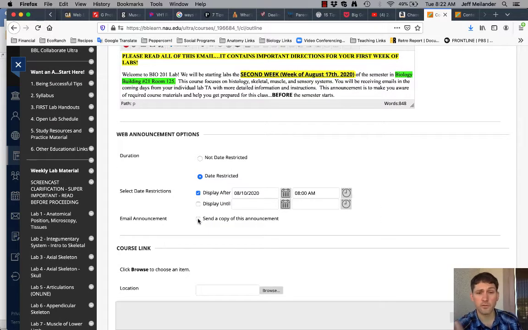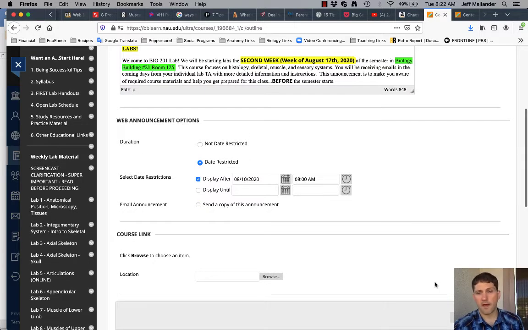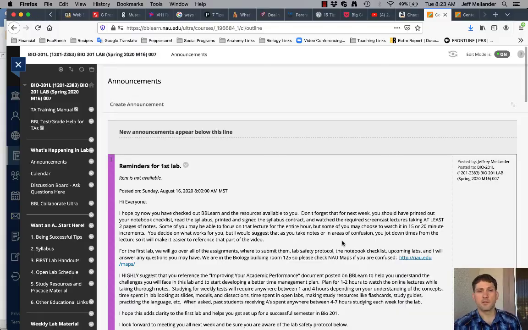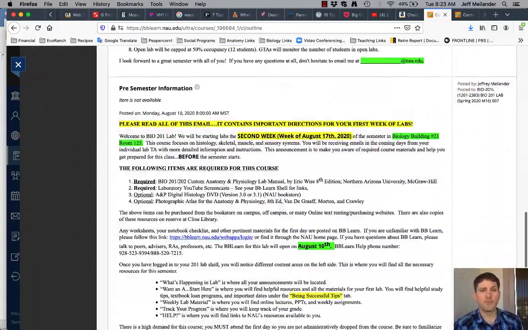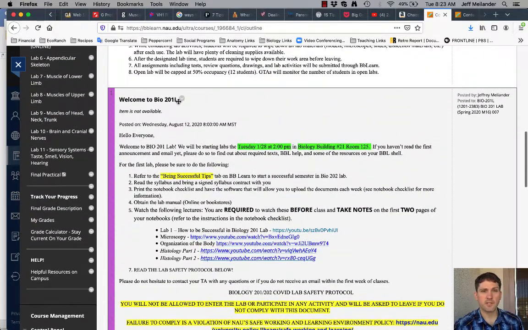You're going to want to, and you need to, click this button right here, send a copy of this announcement. Some of your students are not going to be looking at BB Learn until the 5th week of the semester. So make sure you send this to their emails so that they're getting this announcement, and then you'll click submit. Okay, that will go out to your students, and you're going to want to make sure you do that before August 10th, okay? Then the next email you'll be sending out will go out on August 12th.